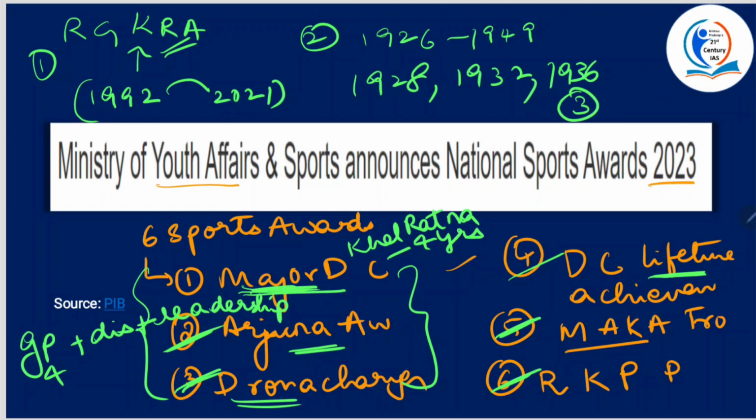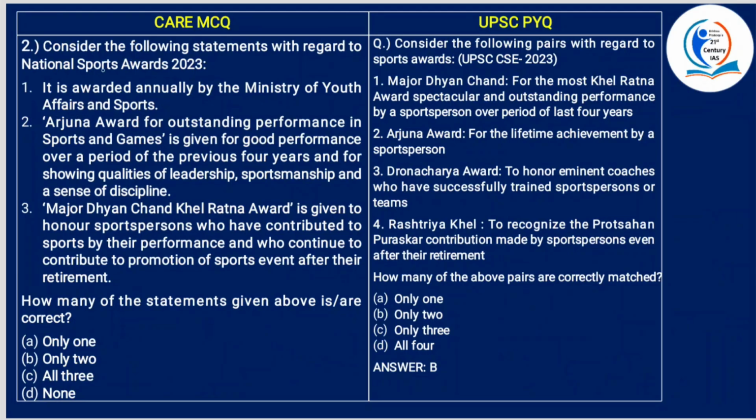And third point, National Sports Day, which is celebrated on 29th of August every year, is to mark the birth anniversary of Major Dhyan Chand. Alright, so these are some basics that you have to be aware of, so that it will be easy for you to eliminate options if at all there is a question given. Now we'll get into the MCQ.